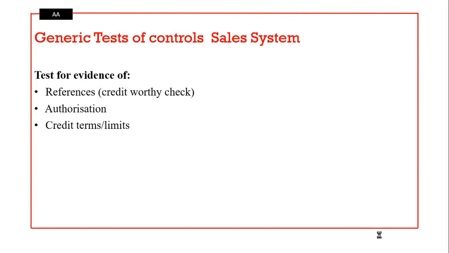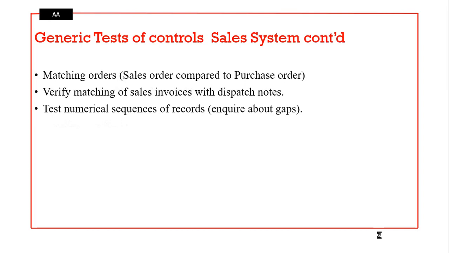There must be authorization of credit sales, especially here. There must be also adherence to credit limits. Remember, when it comes to credit sales, we can't exceed certain limits, otherwise we will incur huge losses. There must be matching of orders. Review that orders are matched against other source documents, sales orders compared against purchase order.